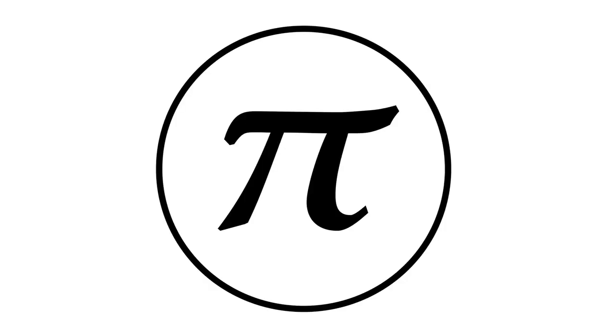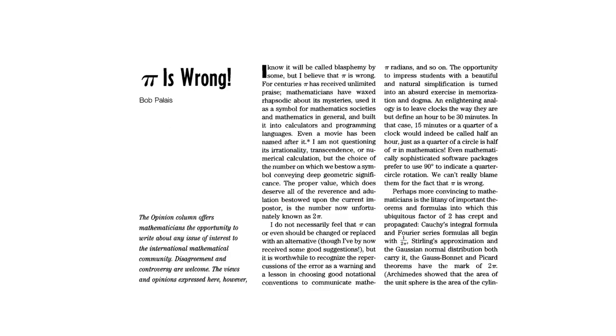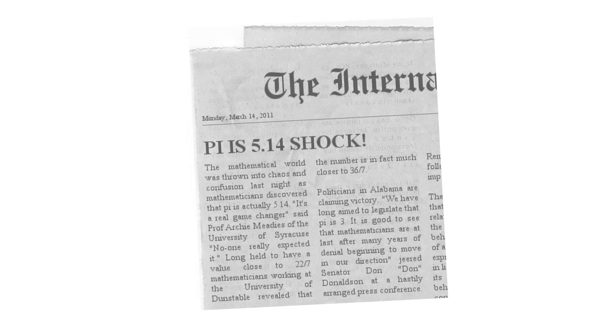So says Bob Pallas at the University of Utah. He published an article called Pi is Wrong, where he explains why we should have been looking at 2 pi rather than pi. I should say at this point, there is nothing wrong in the value of pi. We haven't suddenly discovered that it's 5.14 or something similar. The point is that it is the wrong number to choose when associating a number to a circle.